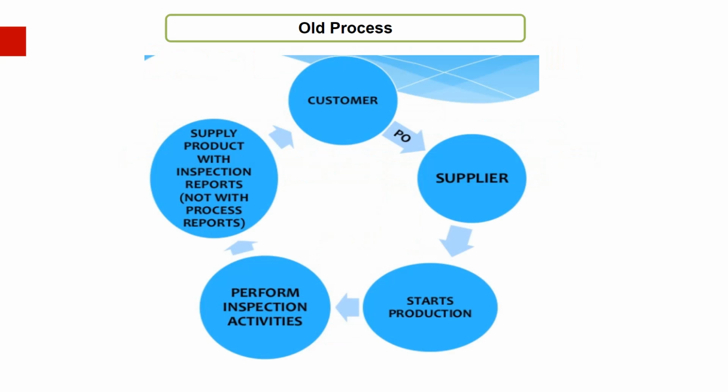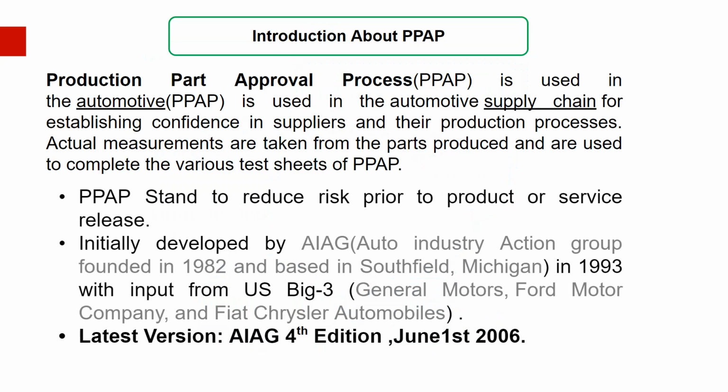So this is the old process before PPAP. What is the supply chain process? Customer is giving a PO to suppliers. Suppliers start production, perform inspection activities, and supply the product with an inspection report, not with a process report. So there's a problem. What's the problem? When employees get changed, suddenly they don't know what the process is. So there is a chance of mistakes. There is no record of the process. So after that, we initiated PPAP in 1993.